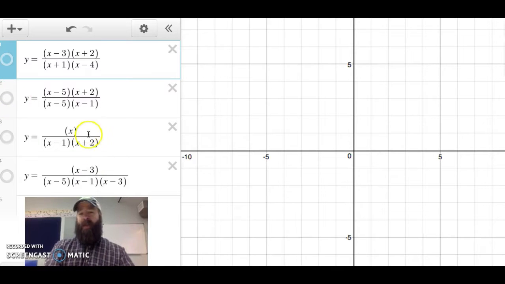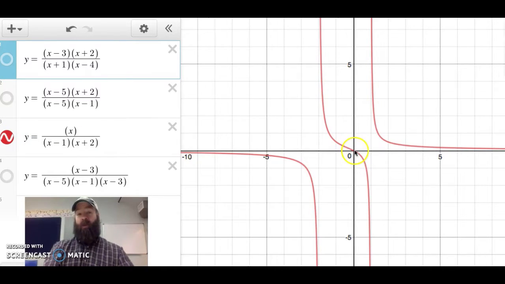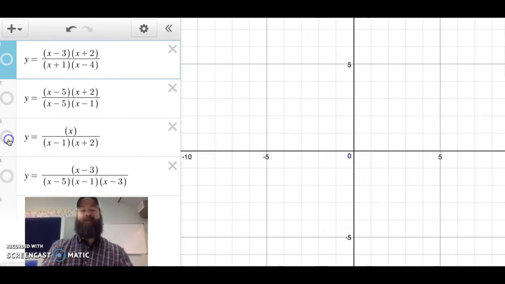Now, I could do the rest of these in the same way. Just notice on this third one, when you plug in 0, you get 0 on top, and on the bottom you would get negative 2. 0 divided by negative 2 is 0, so there would be a y-intercept, sorry, at the origin. All right, so that's with y-intercepts.